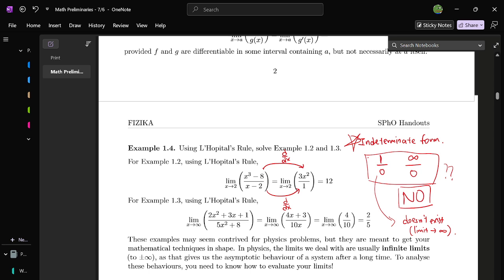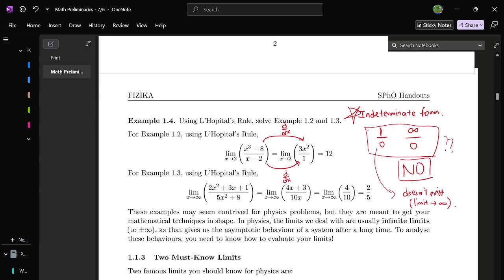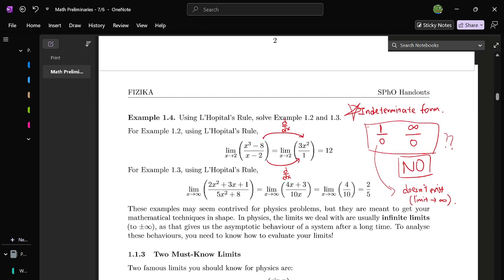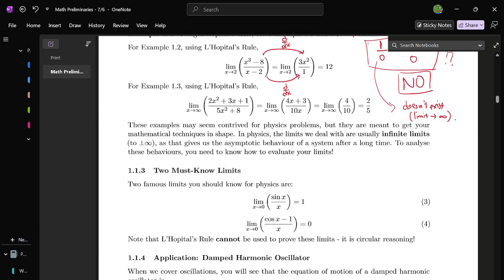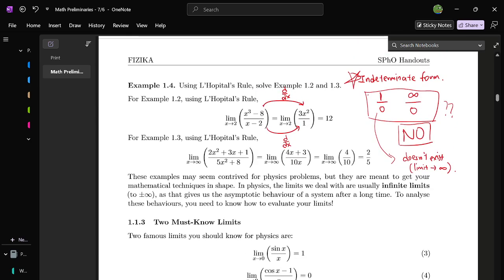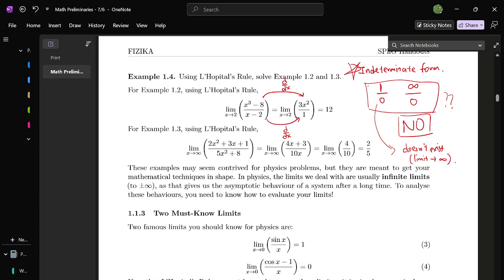But the main point of getting you to do this is to brush up your limit skills, because in physics, most of the time you have to deal with infinite limits as you analyze the behavior of some system as it goes to infinity. You will see more examples of what I mean by an infinite limit later. But anyway, the main point is to get your limits right.